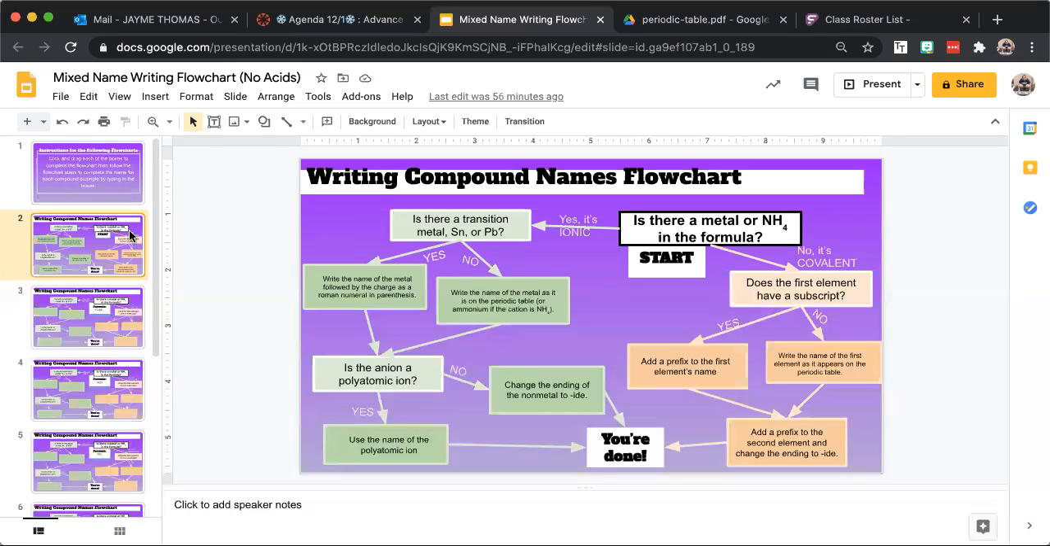So this is a flow chart. Okay. And I just made this in Google Slides. If you actually Google compound names or compound formulas flowchart, you will find PDF files. Like I'll show you, I'll just Google, because there's different ones.